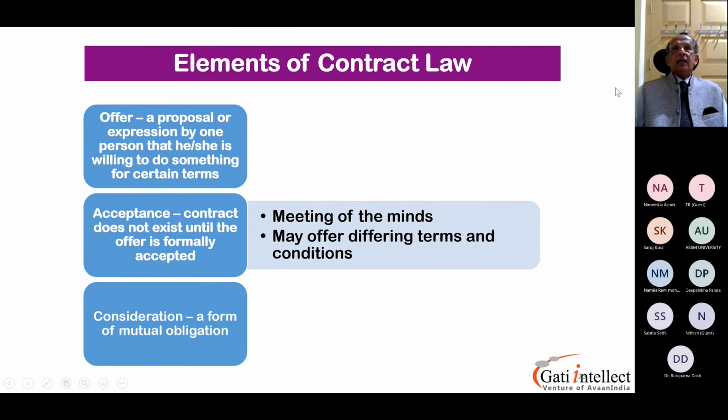Right. So, the elements of a contract law: offer, a proposal or an expression by one person that he or she is willing to do something for certain terms. See? This is where, okay, it's an offer, a proposal or an expression by one person that he or she is willing to do something for certain terms.